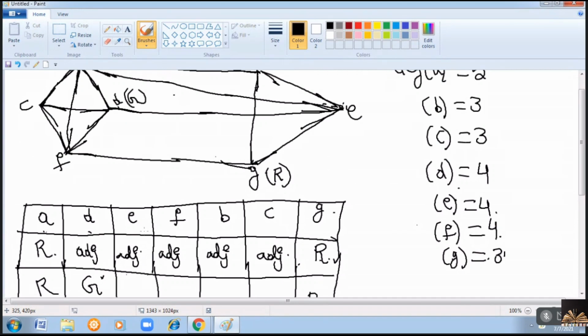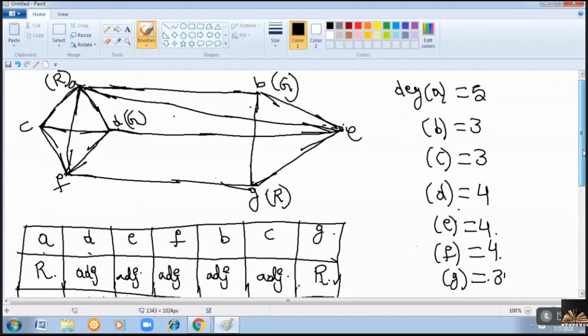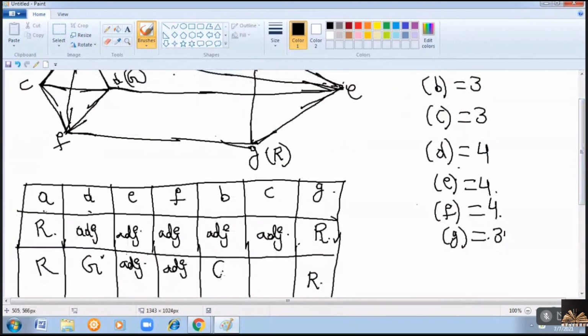What about E? Is E adjacent to D? Yes, E is adjacent, so you cannot color it. Next comes F. F is also adjacent to D. B. B is not adjacent. So when you observe this, B is not adjacent, so B can be colored with the same color. That means B can also be colored.